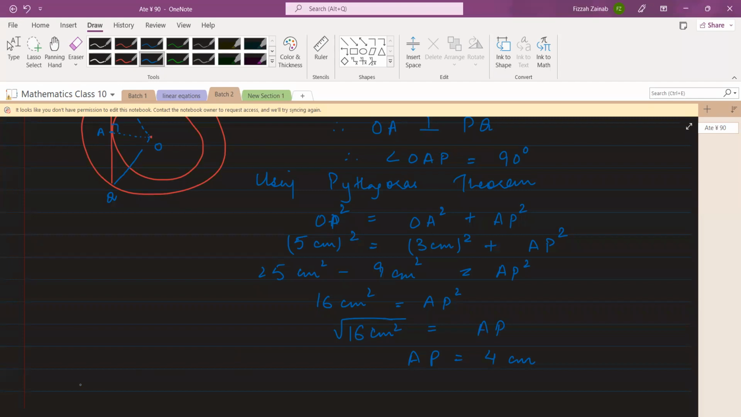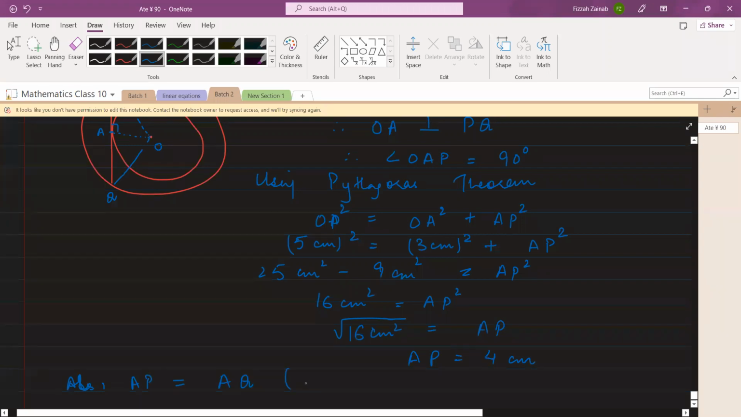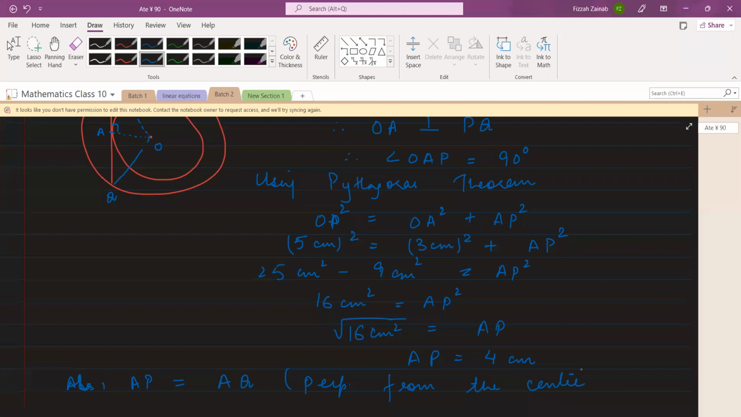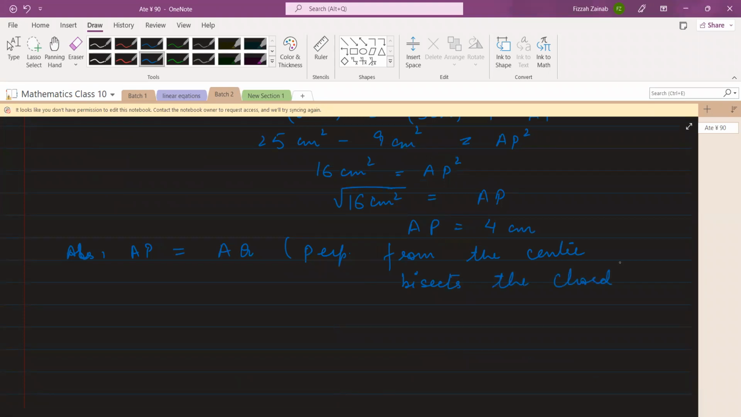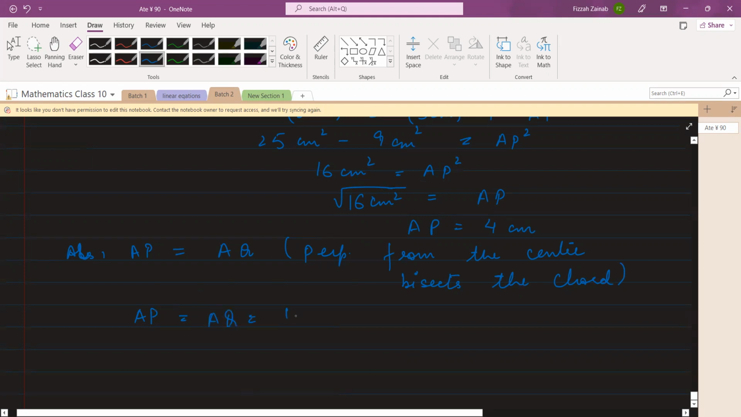So now we can also say AP is equal to AQ. Why? Because the perpendicular from the center bisects the chord. So AP is equal to AQ. They both are 4 centimeter now.